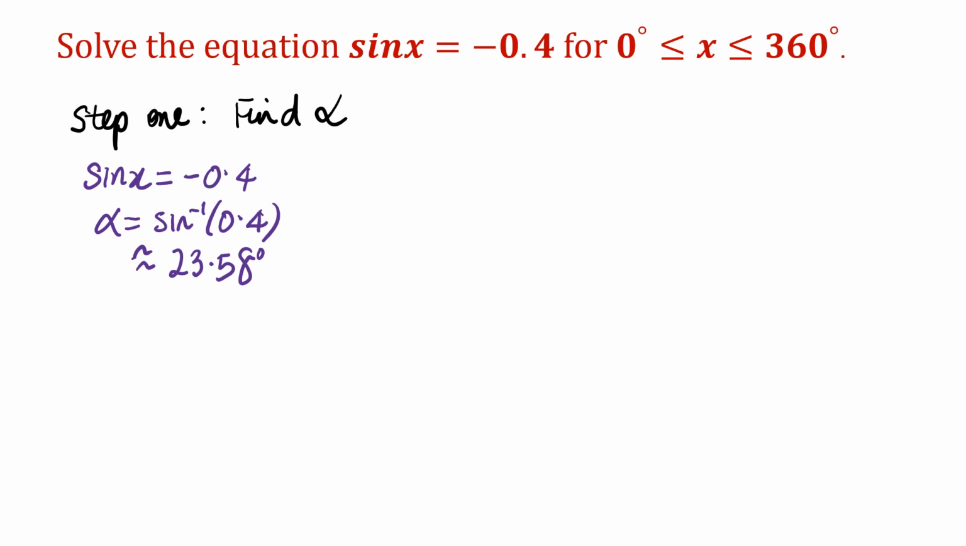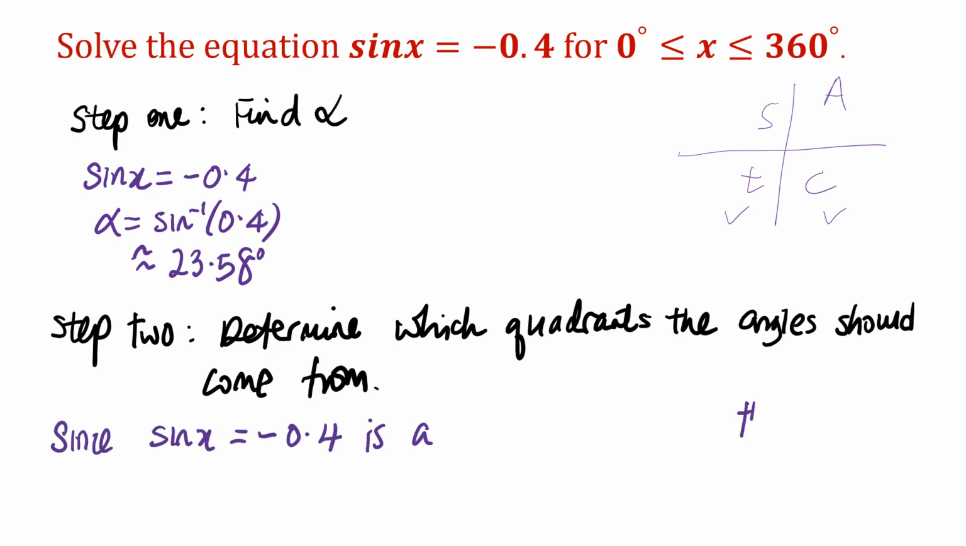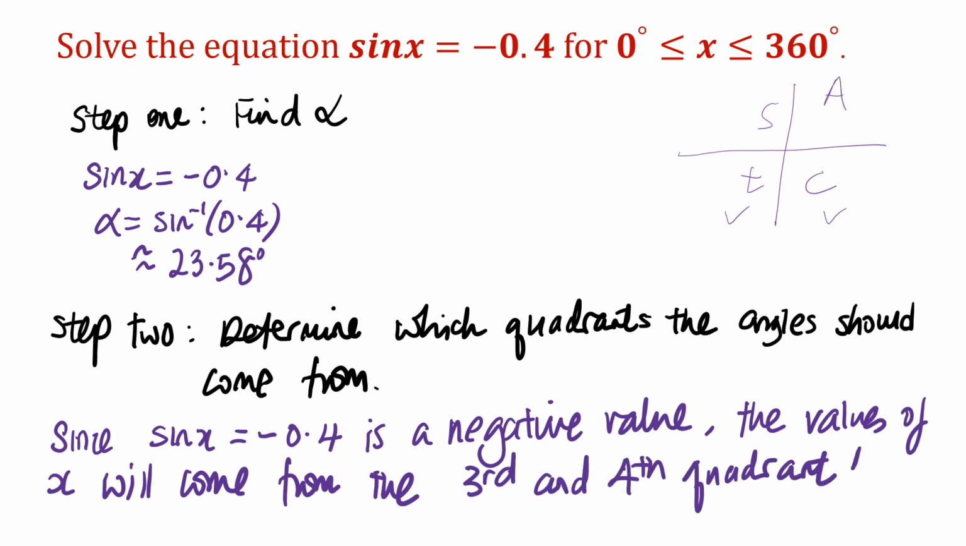Then the next step is, remember your ASTC again. For sine to be negative, the angle x will come from the third and the fourth. That's what we have written there. Because sine x is negative 0.4, the answer will come from the third and the fourth. If you do not understand why it comes from the third and the fourth, go back and revisit the earlier slides that I've shown you using the sine curve to explain.